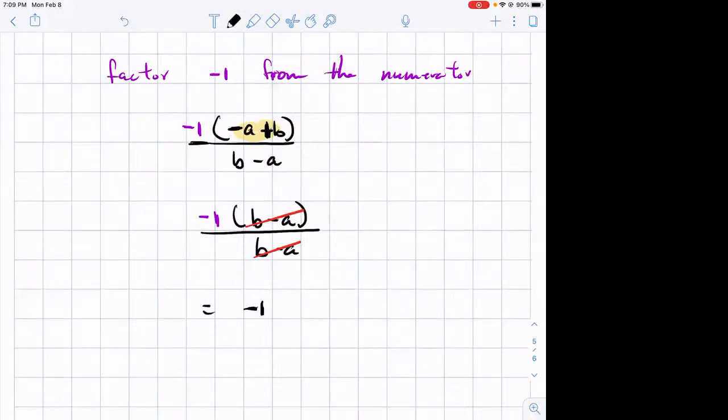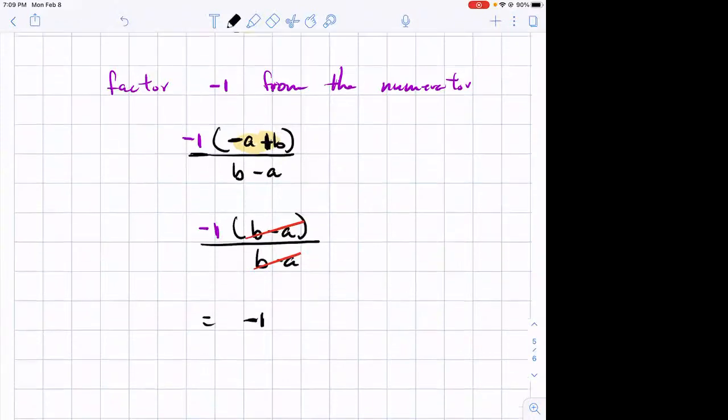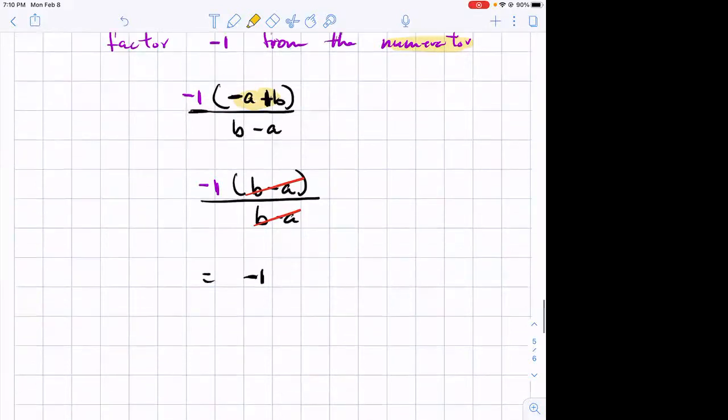Okay. Now you could have, if you wanted, factored -1 from the denominator and rewritten the denominator. That would have also been correct. So you didn't have to factor -1 from the numerator. If you wanted, you could have factored -1 from the denominator, and then you would have gotten A minus B also, and then the top will still cancel with the bottom. Okay.